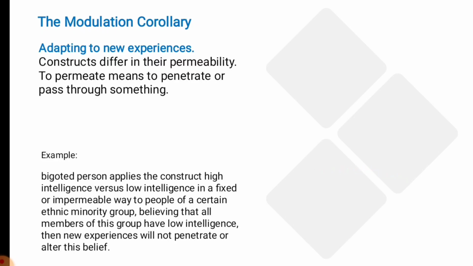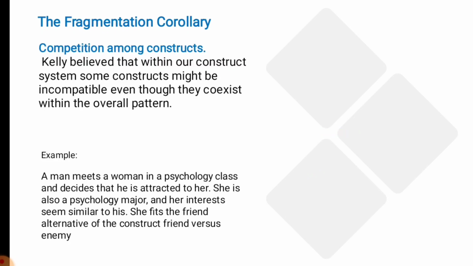Okay? The fragmentation corollary is the competition among constructs. Kelly believed that within our construct system, some constructs might be incompatible even though they coexist within the overall pattern. An example here is when a man meets a woman in a psychology class and decides that he is attracted to her. She is also a psychology major and her interests seem similar to his. She fits the friend alternative of the construct friend versus enemy.